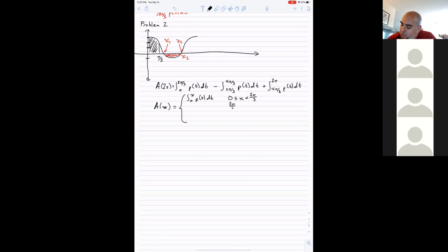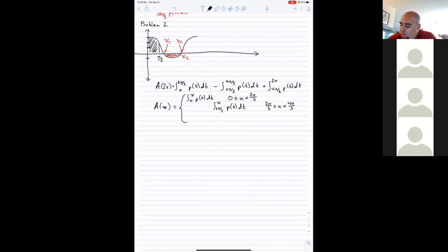My next interval is going to go from 2 pi over 3 to what? What's the right bound of that? 4 pi over 3. Now be careful. What am I going to integrate here? You're going to integrate from 4 pi over 3 to x. Not from 4 pi over 3 to x. I'll give you a hint here. I'm going to start writing this integral way over here. So from 2 pi over 3 to x of p(t) dt.